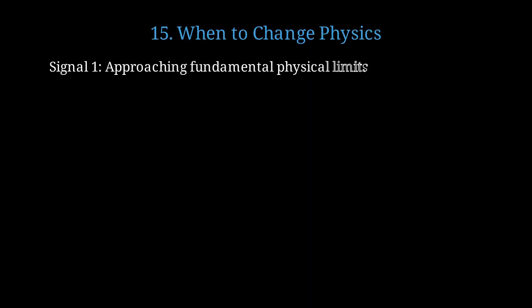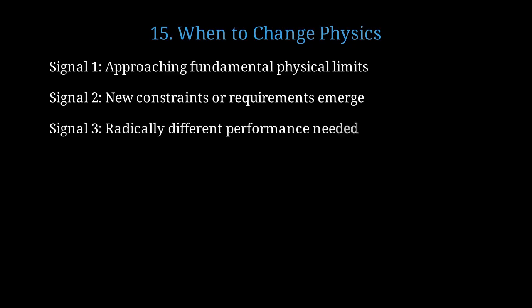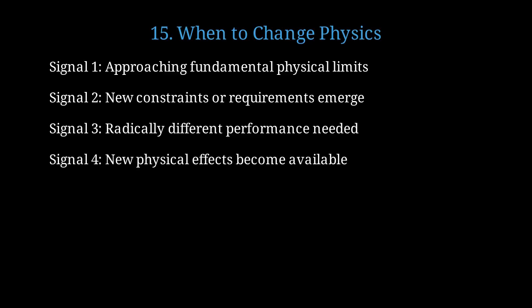First signal, when your current approach is approaching fundamental physical limits and further optimization yields diminishing returns. Second signal, when new constraints emerge, such as size limits, temperature ranges, or material restrictions. Third signal, when you need radically different performance, say 10 times faster or 1/10 the energy. Fourth signal, when new physical effects or materials become available that were not options before.